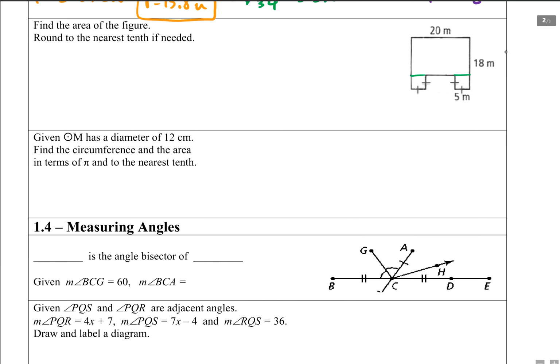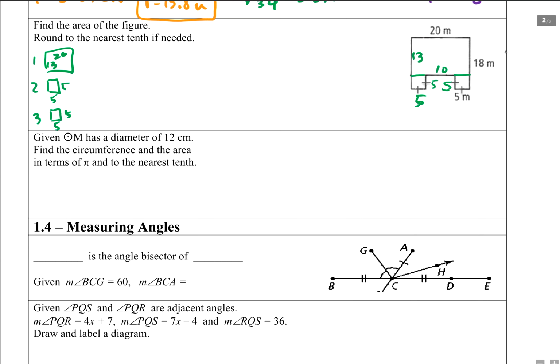The first one, if I cut those there, piece 1 is a rectangle, and I know these are marked congruent, so I know all of these are 5 meters. And 20 minus 5 minus 5 would make this one 10 here. And 18 minus 5 would make this one 13 here. So this is 20 by 13. And then I have 2 little ones that are 5 by 5, both of them.